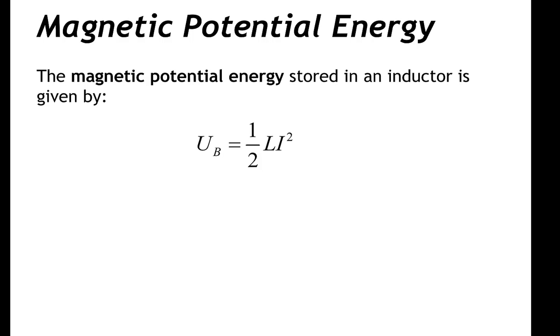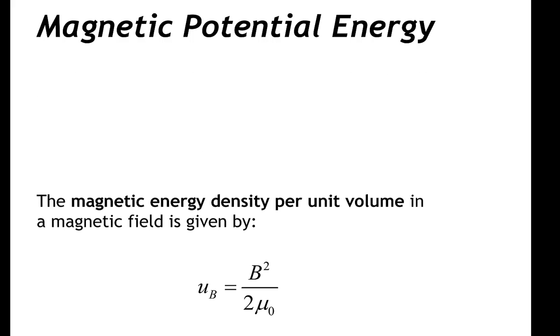The magnetic potential energy stored in an inductor is equal to 1/2 times the inductance of the inductor times the square of the current passing through the inductor. Using this, we've shown that the magnetic energy density per unit volume in a magnetic field is given by 1/2 times the magnitude of the magnetic field squared divided by the permeability of free space.